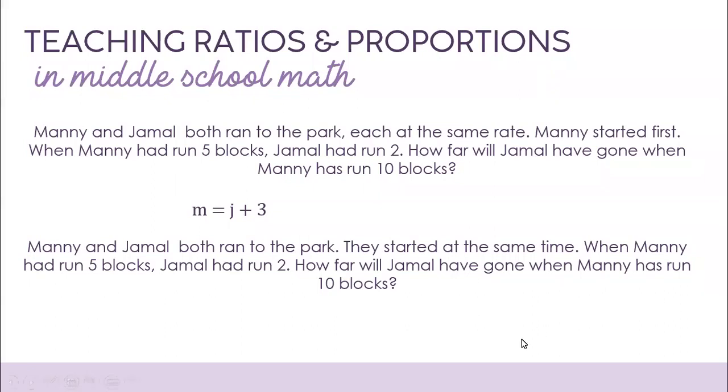They leave at the same time, but Manny is running faster. So when he's gone 5 blocks, Jamal is at 2. When they each continue at their own rates, Manny goes another 5 blocks. Jamal goes another set of 2, which puts him at 4.